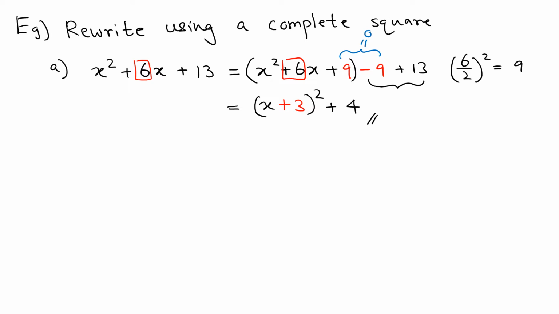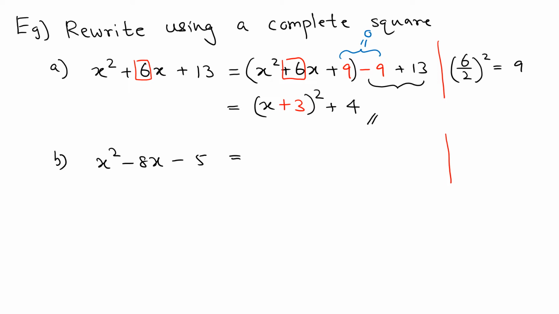So let's look at another one. Let's say we have x squared minus 8x minus 5. We're going to follow the same steps, and again we're going to see what the special number is. I'm going to put a line there just so that they are different.